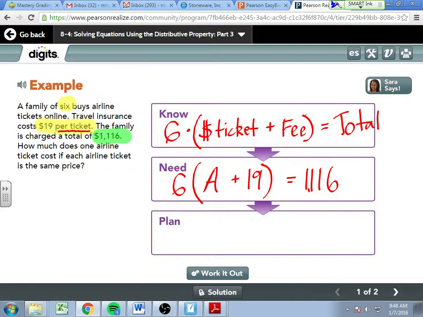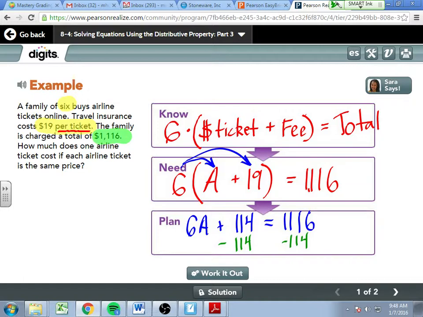So the first thing we do is distribute. First thing we draw is our arrows. We then get 6a plus, anyone do 6 times 19 yet? Think about 6 times 20. That would be 120. Take 6 away from it. 114. Sorry, I wrote an equals there, but it should have been a plus. Equals 1,116. We got to take away all those fees.